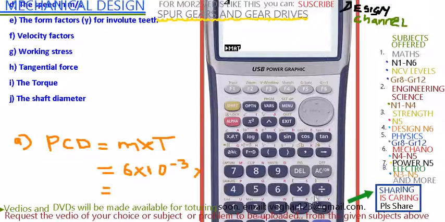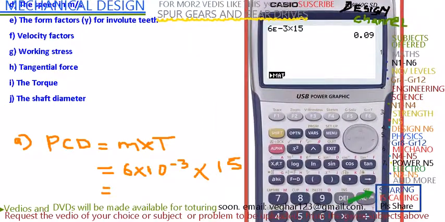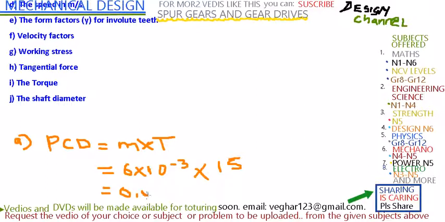Let's just say quickly, okay, so it's 6 times 10 to the negative 3 multiplied by 15, which is 0.09 meters, or you can leave it like this as 6 millimeters.